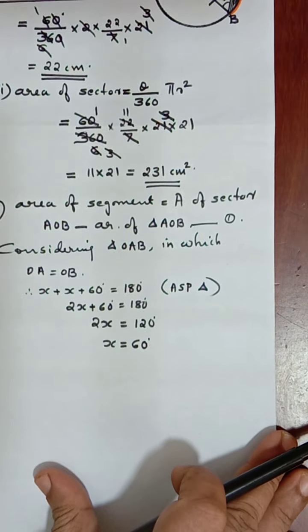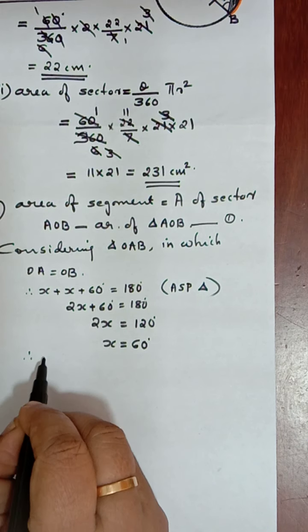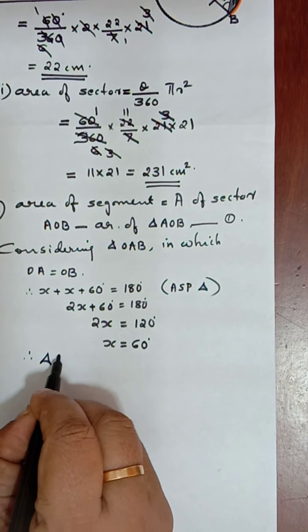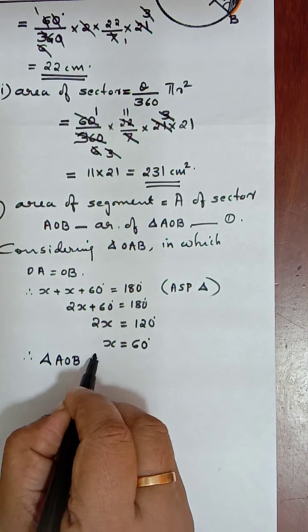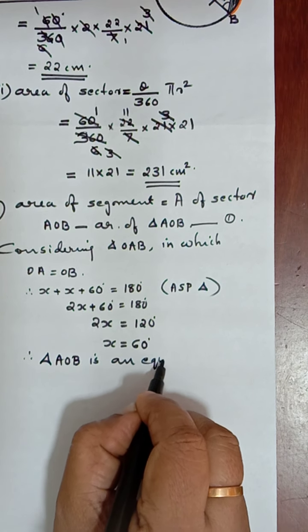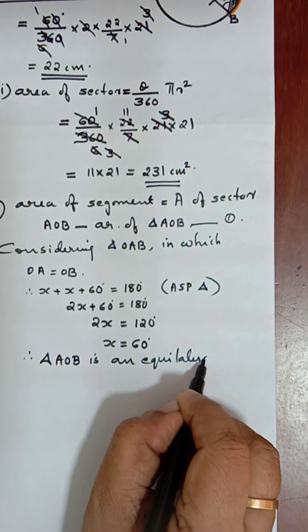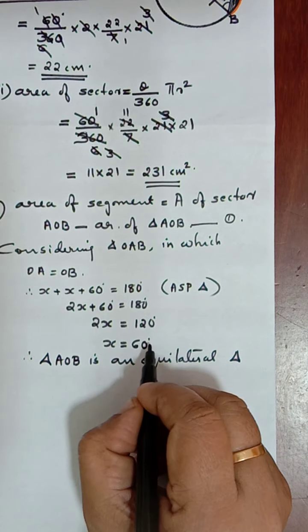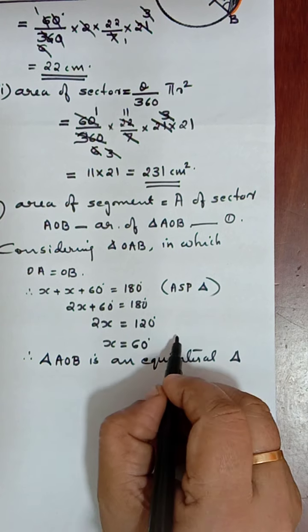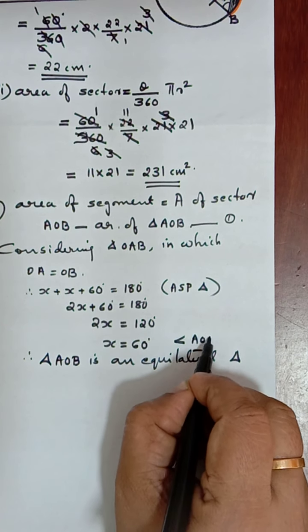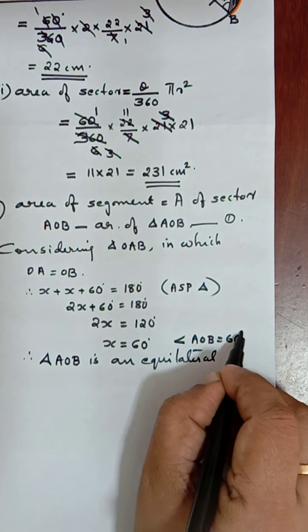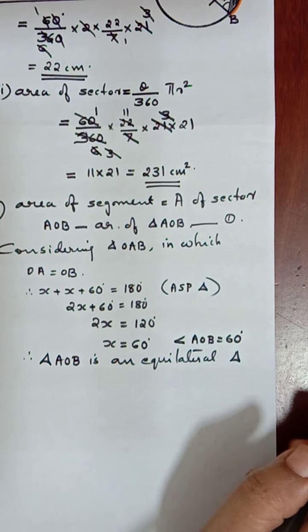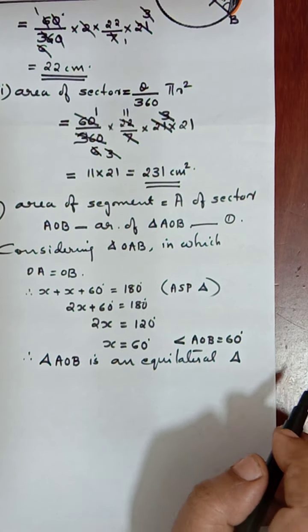Therefore, triangle AOB is an equilateral triangle. What is the reason? Each angle x is equal to 60 and also angle AOB equals 60. Each angle equals 60. That's why it's an equilateral triangle.